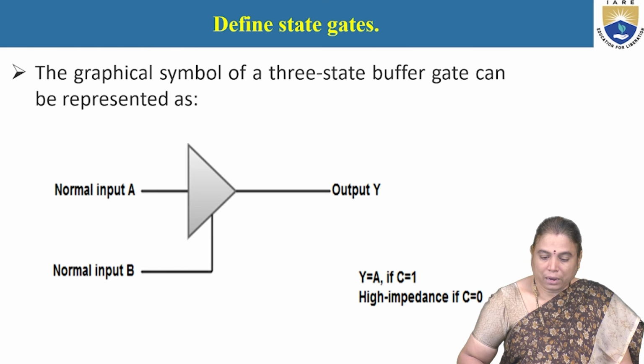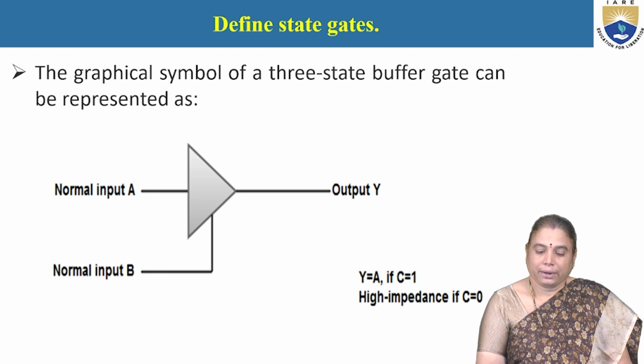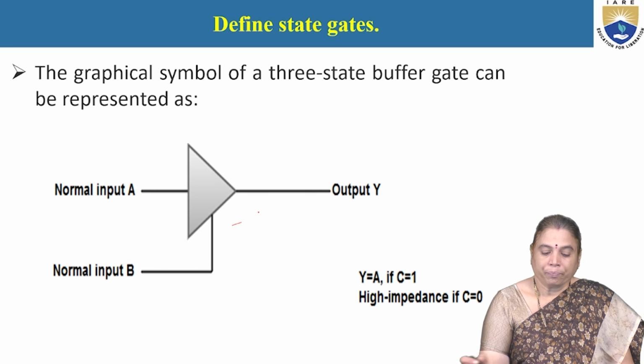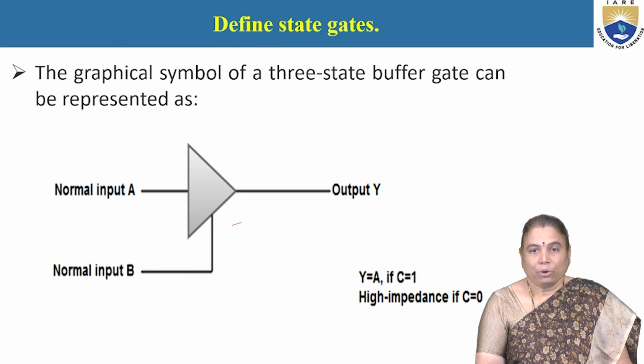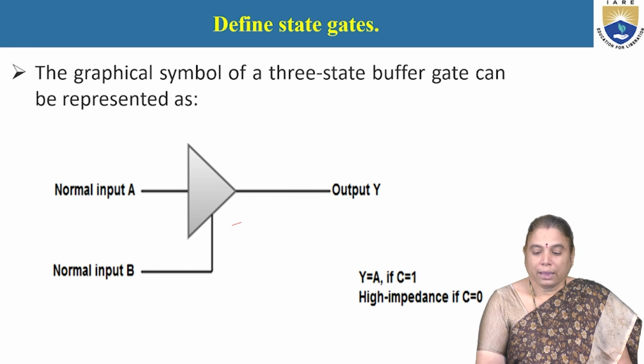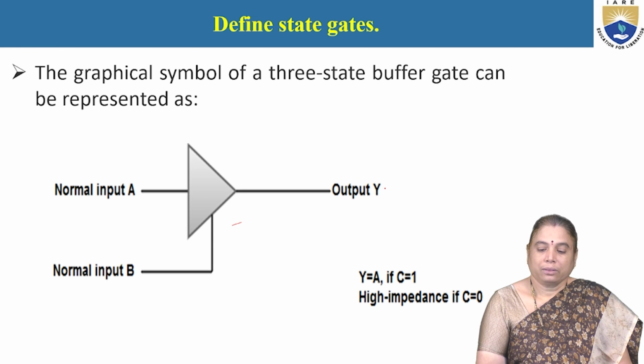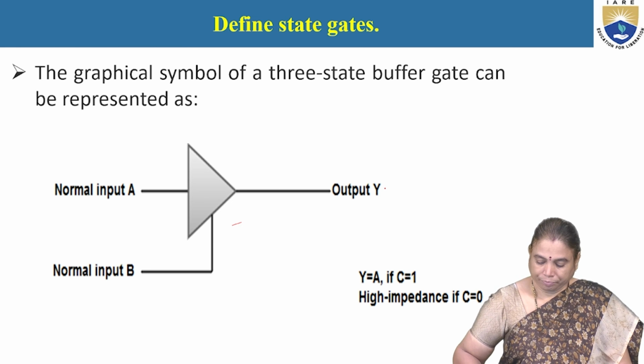So what is the symbol used to denote this gate? The graphic symbol to denote the 3-state gate is this. Normal input A, output Y. Normal input B and output Y. In case the control input is 1, Y is equal to A. If the control input is 0, then the gate is turned into the high impedance state. So this is the 3-state gate bus.